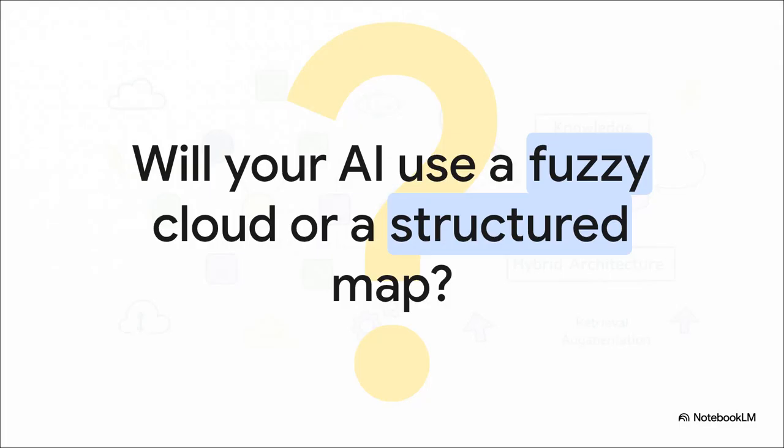Which leaves us with this final thought. As your AI agents continue to scale, will their memory rely on a fuzzy semantic cloud or a strictly structured hybrid map? The data clearly shows that explicit relationships are the key to unlocking true reasoning capabilities.